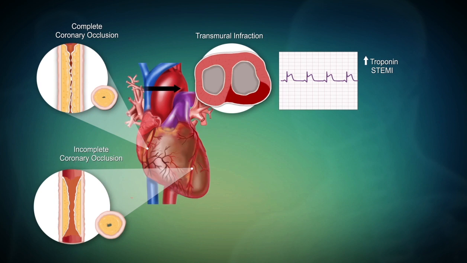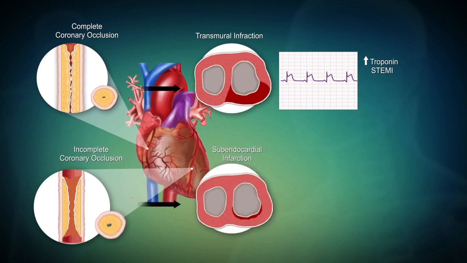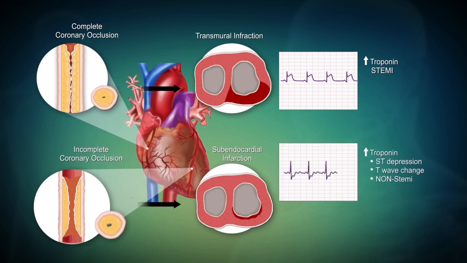Alternatively, there may be incomplete coronary artery occlusion, and in this situation, one often gets subendocardial infarction. This results in different EKG manifestations with ST segment depression, but if there's infarction, the troponin is still elevated. And this combination of troponin elevation with ST segment depression or T-wave changes diagnoses a non-ST segment elevation MI.